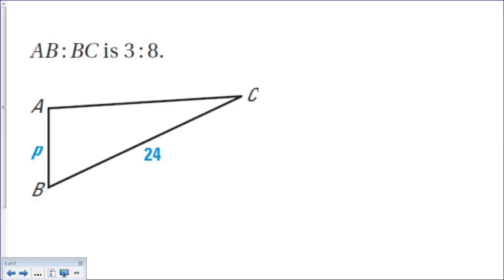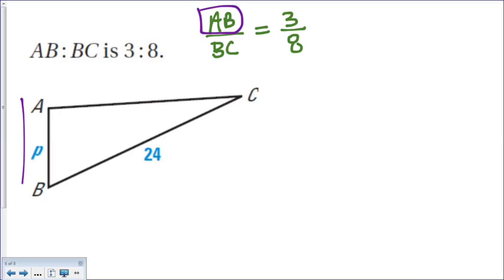So another way I can write this is AB to BC equals 3 to 8, or 3 over 8. Okay? So whenever there's a ratio or the colon thing, it's another way of saying a fraction, so don't be worried about that. Okay? But do I know what AB is? Okay, so looking at my picture, do I know what AB is?